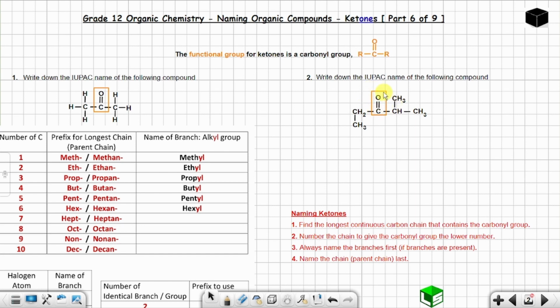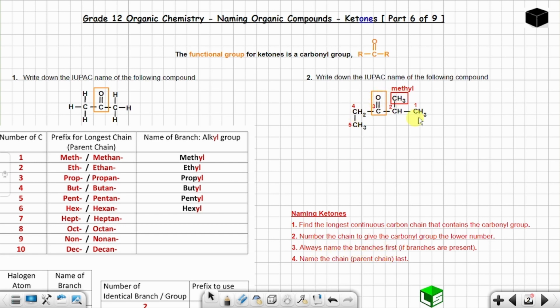You can see that we are not violating the carbonyl group. The carbonyl group will still be on carbon number 3. Okay, so you have 1, 2, 3, 4, 5. Now you can see you still have your carbonyl group on carbon number 3 and you have a branch on carbon number 2. Okay, so this is a branch known as methyl. Now you are going to always name the branches first.